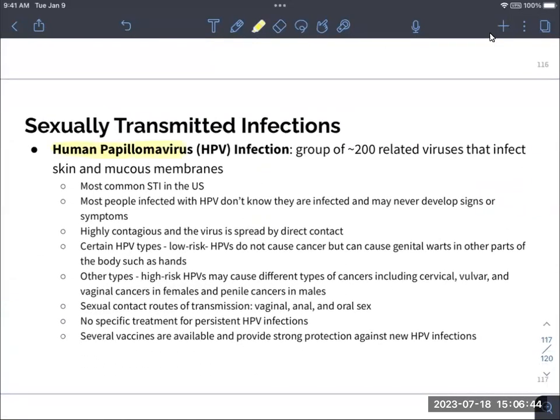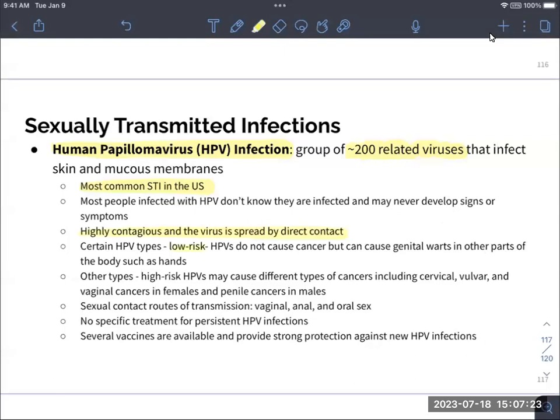Human papillomavirus, HPV infection. There are at least 200 related viruses in this HPV category. It can infect skin and it can infect mucous membranes. This is the most common sexually transmitted infection in the United States. The problem is most people don't know they're infected and may never develop symptoms. It is very highly contagious, spread through direct contact.